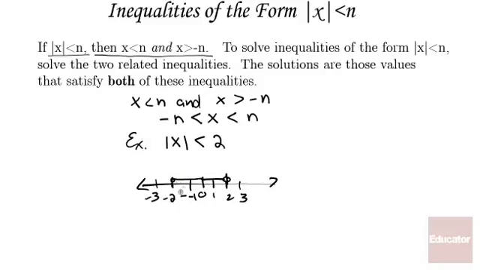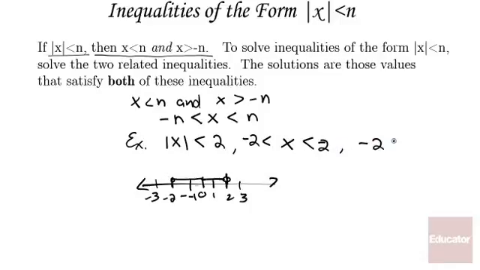Because if I look here, if I have negative 1.5, the absolute value of negative 1.5 is 1.5. That's less than 2. So the absolute value of any numbers in this range is going to be less than 2. Therefore, I could write this instead as x is greater than negative 2 and x is less than 2. Or I could form it out into two related inequalities.